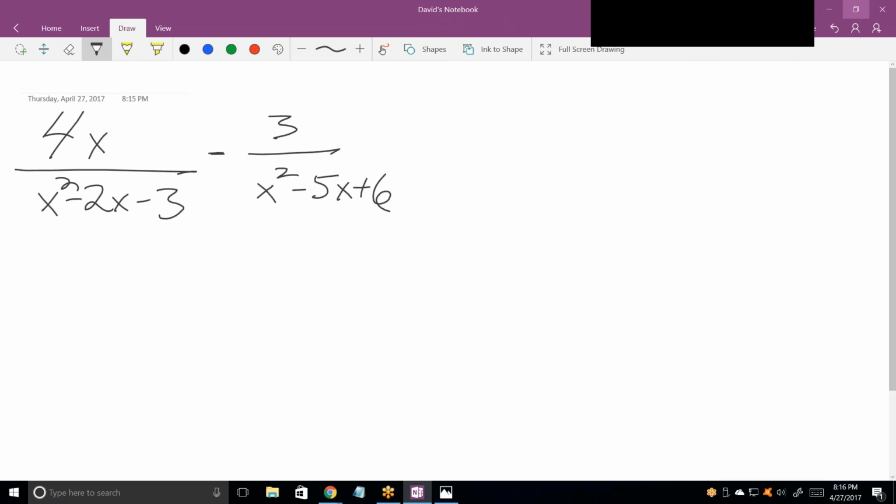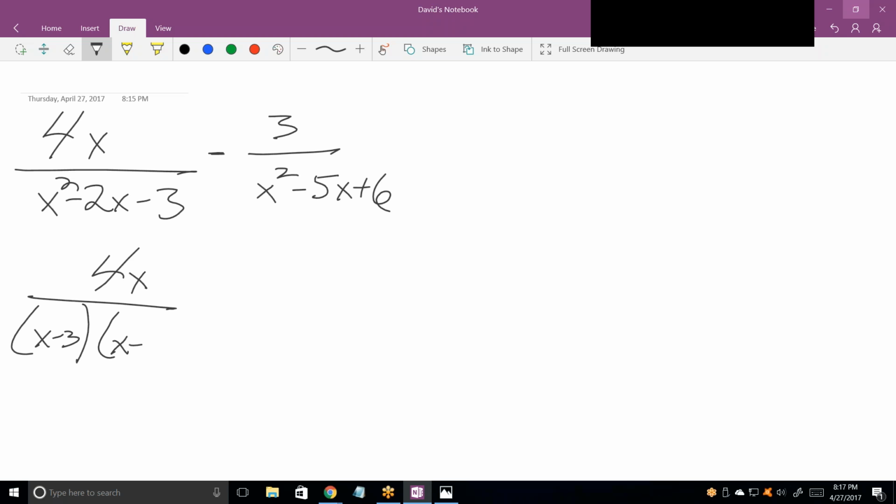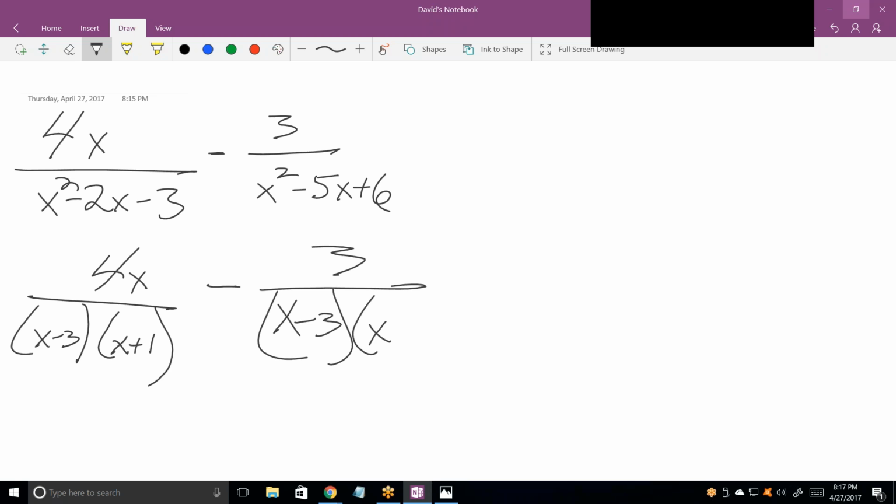So what am I going to do here? Factor the bottom of both sides. Okay, what does that give you? X minus 3, x plus 1. And x minus 3, x minus 2. Now what?